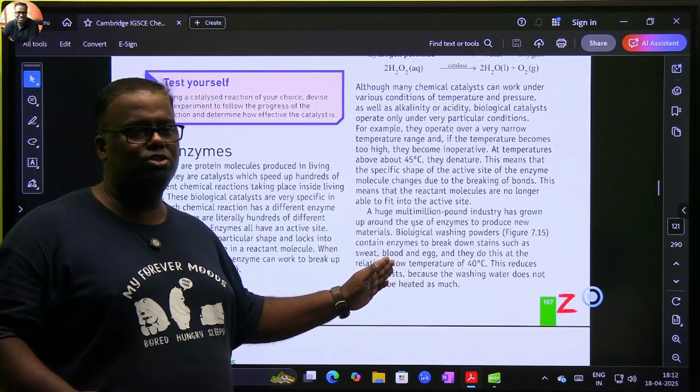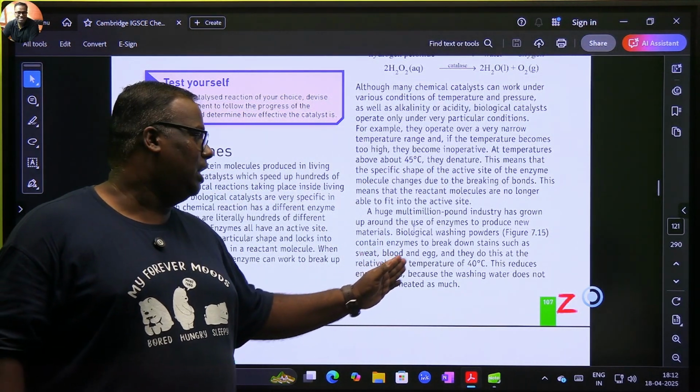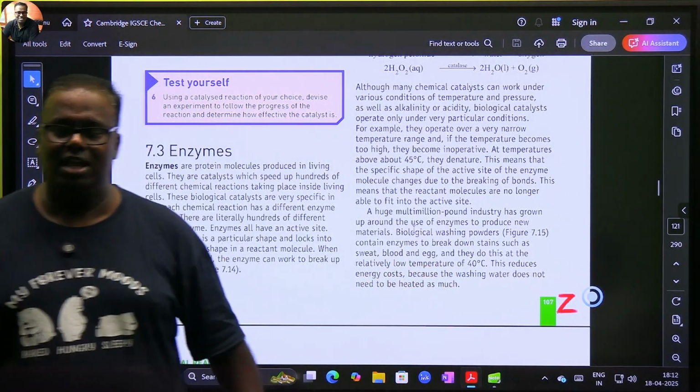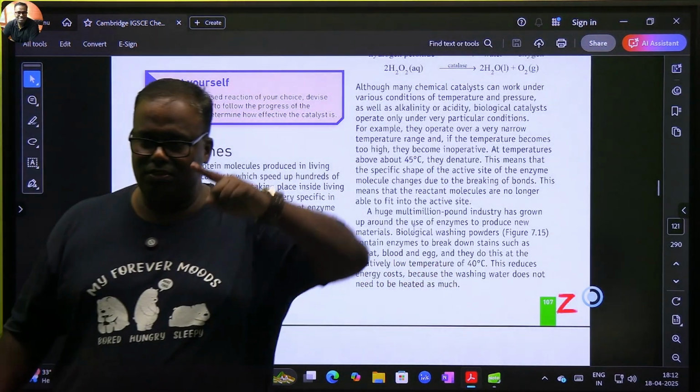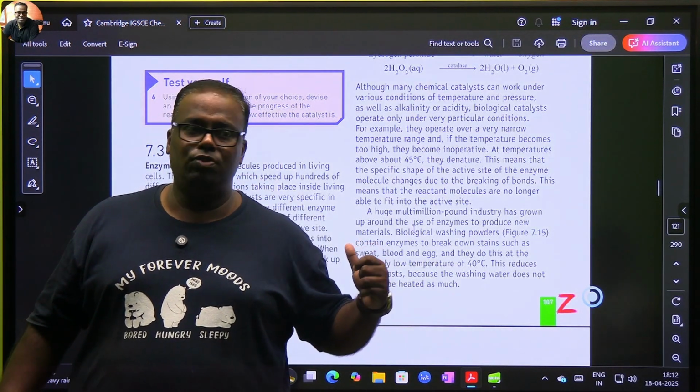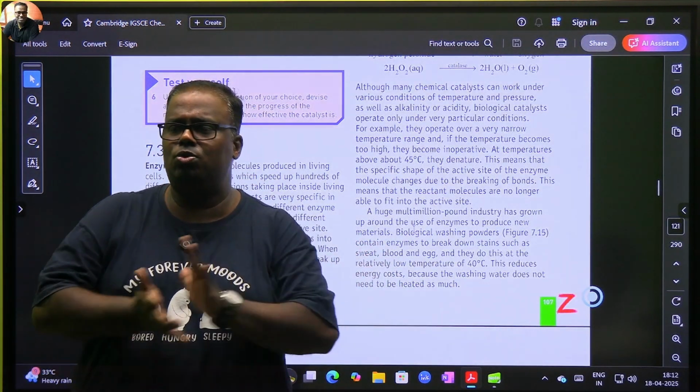Sweat, blood, and egg actually produce the worst of the stain. And they do this at a relatively lower temperature of 40 degrees. Now understand, an enzyme is active at a lower temperature range. Now, suppose we go to upclass restaurants.